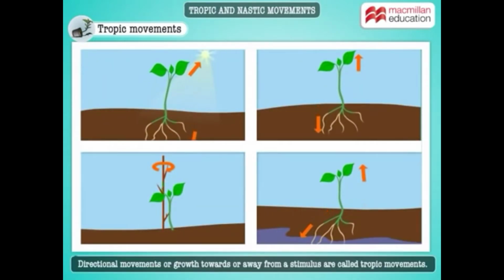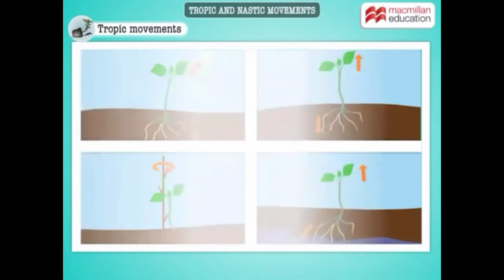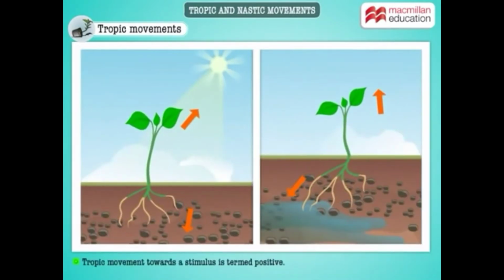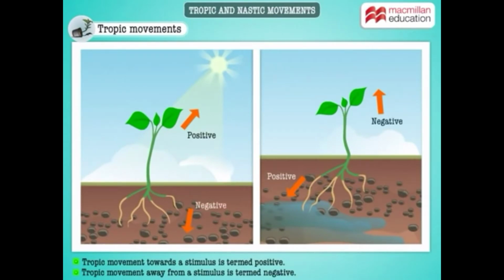Directional movements or growth towards or away from a stimulus are called tropic movements. Tropic movement towards a stimulus is termed positive, while a tropic movement away from a stimulus is termed negative.